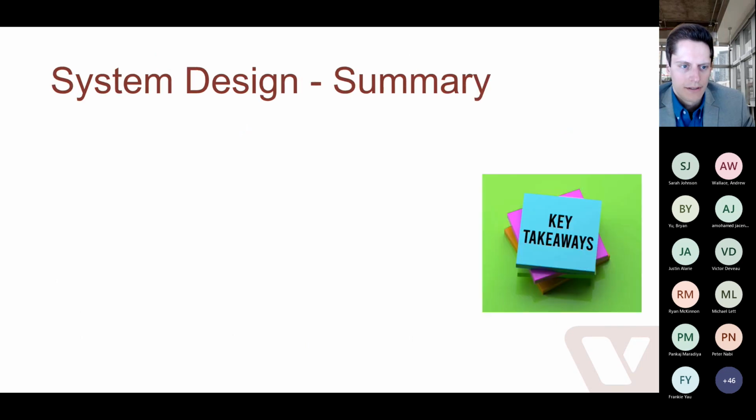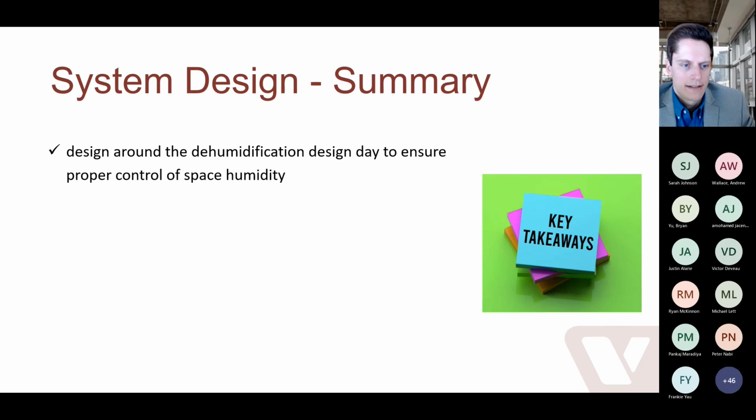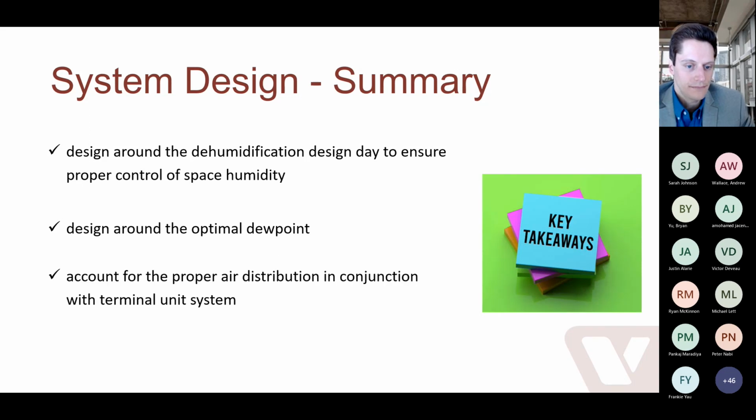So just to summarize the system design, we want to design around the dehumidification design day. That's going to enable you to properly control the temperature and humidity in the space. And then we also want to pick the optimal dew point, right? We want to see what our worst case zone is, and then design around a dew point that we can supply to that zone that will allow us to control the humidity in that zone. And then proper air distribution, looking at not just the DOAS unit, but all of the DOAS equipment in that system working together.